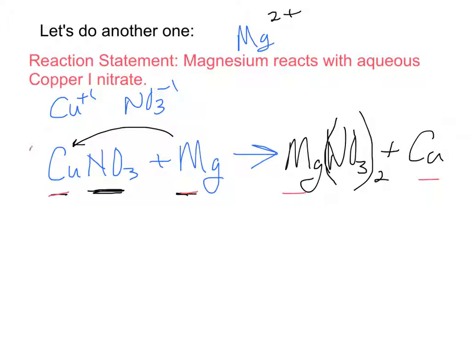So now I got to come back over and put a 2 over here. I cannot change the subscript on the nitrate, I got to change it on the whole compound. So now I have 2 nitrates on this side to match the 2 nitrates on this side. So my copper now is no longer balanced, so I got to come over here and put a 2 in front of this. So now I have 2 coppers, 2 coppers, 2 nitrates, 2 nitrates, 1 magnesium, 1 magnesium. I'm now balanced and I can start the rest of my problem.